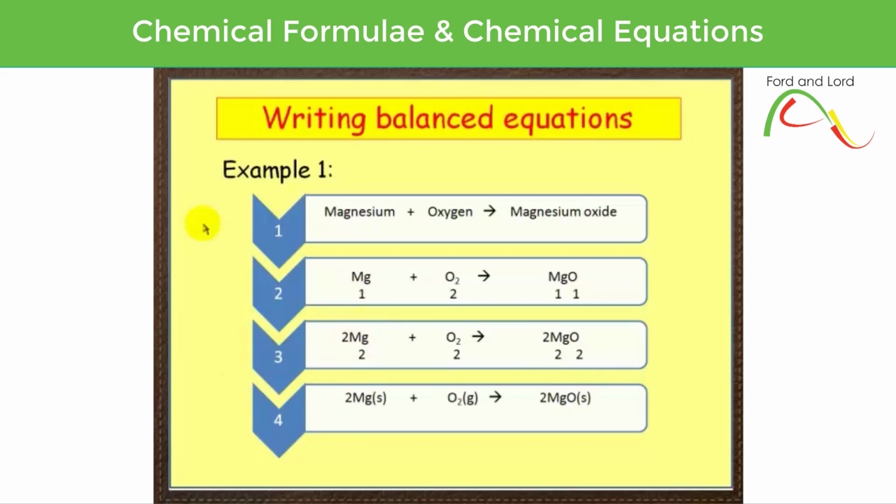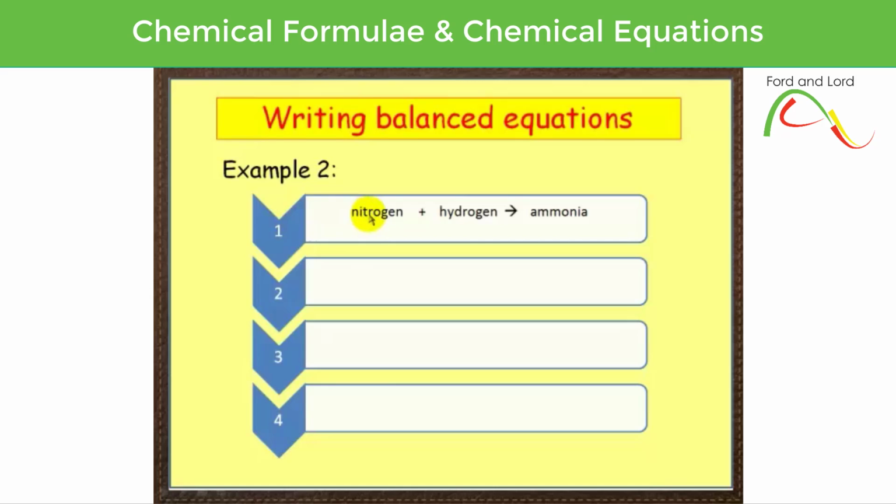Lastly, put in the state symbols. We've got 2 Mg solid, O2 gas, 2 MgO solid. Follow it through. Another example? Why not? Okay, here: nitrogen plus hydrogen gives ammonia.